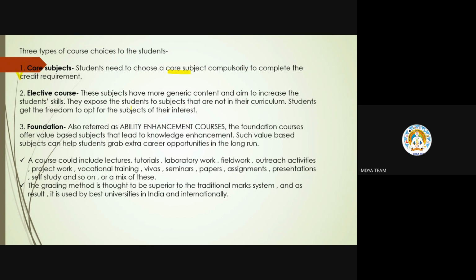Elective courses: these subjects have more generic content and aim to increase the student's skill. They expose the student to subjects that are not in their curriculum. The student gets the freedom to opt for the subject of their interest.